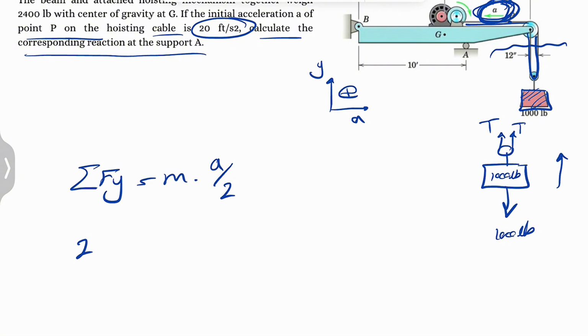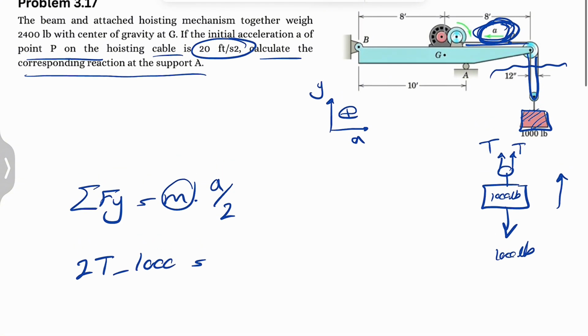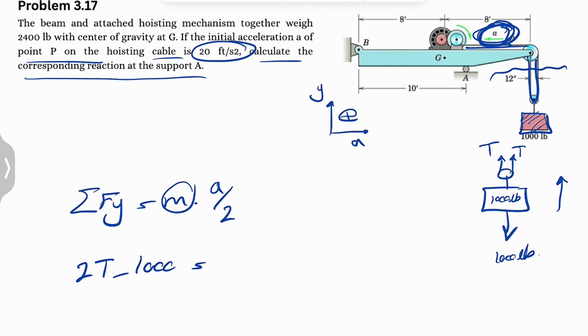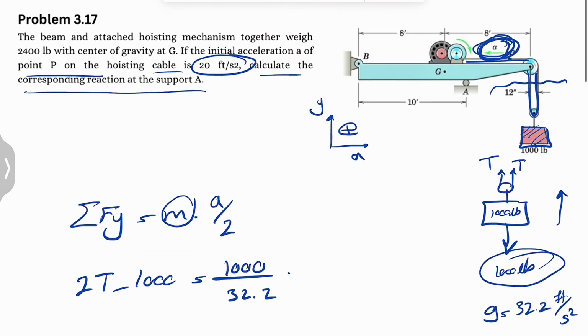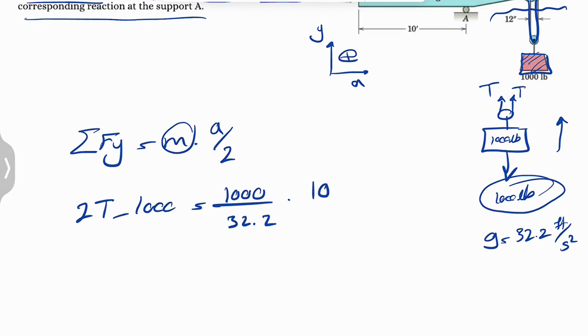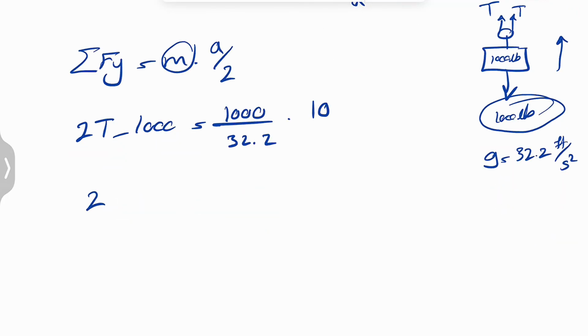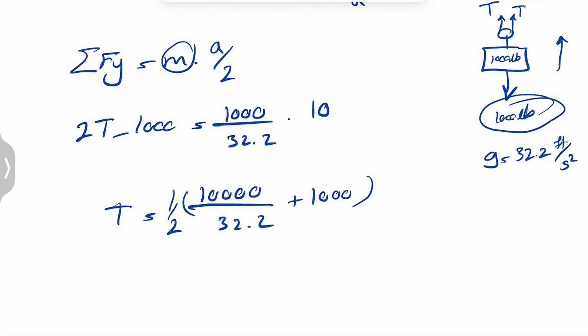So the forces that we have are 2T minus 1,000 pounds equal to mass times the acceleration. Keep in mind that we have the weight, so we need to divide it by g, and because our units are based on pounds and feet, we're going to use 32.2 feet per second squared. So if we divide that, we get the mass, so 1000 divided by 32.2, and the acceleration that we have from the question is 20, so divided by 2 is going to be 10. So from here we can find the tension in the cable, which will be basically this value.